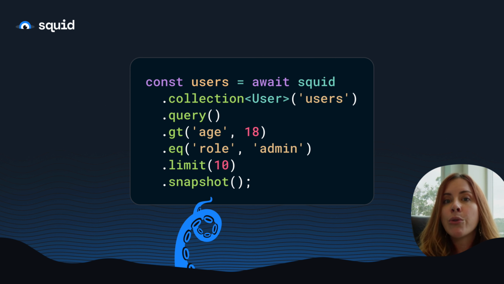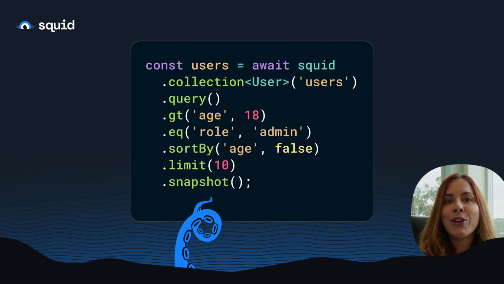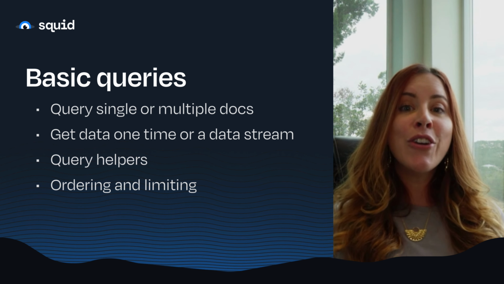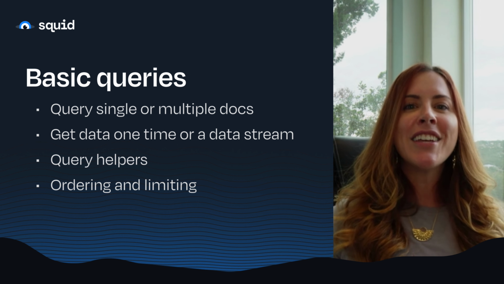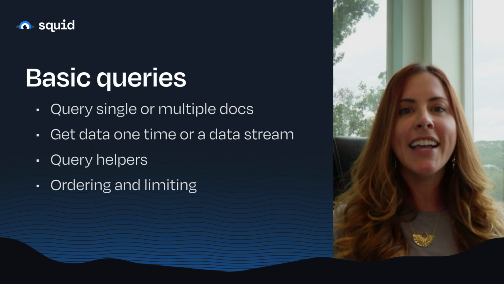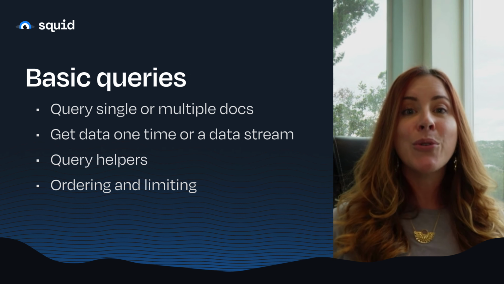You can also use sorting and limiting together in the same query. Note that since results are returned in descending order, this query will return your 10 oldest admins. And that's it. You now know how to build basic queries with Squid. With these queries, you can connect the database of your choice to Squid's backend and frontend and create basic queries.